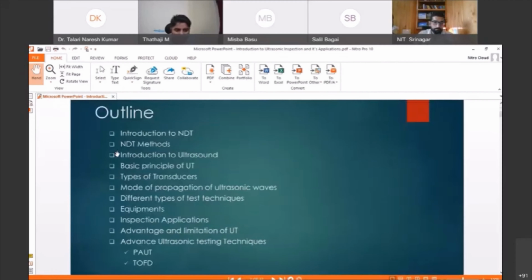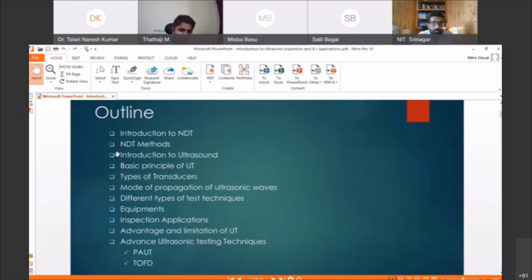These are the outline: introduction to NDT and different kinds of methods, what ultrasound is and the basic principle behind it, the different types of transducers, the types of wave propagation, and the techniques involved. So what are the different kinds of techniques we will use in ultrasonic testing, and what are the equipment, like flaw detectors, D meters, calibrations and inspection applications.